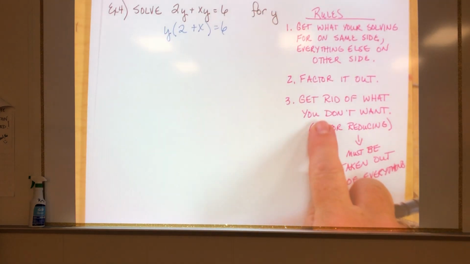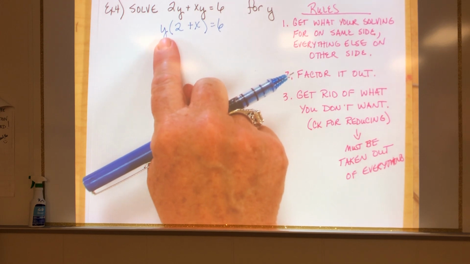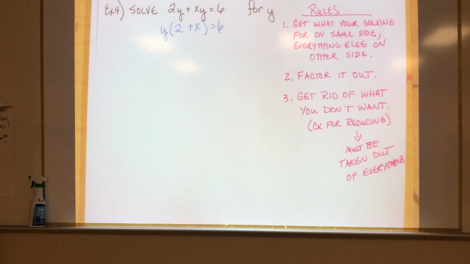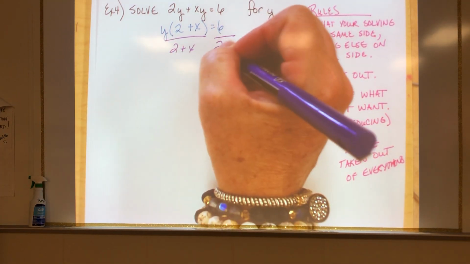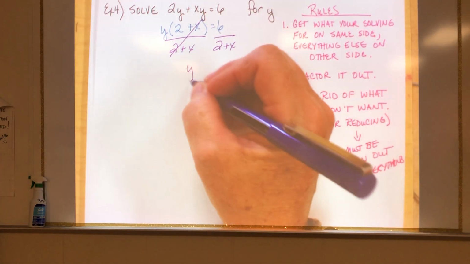Now this one says, get rid of what I don't want. Look, how many y's do I have over here? One. What do you not want over here? What do we need to get rid of? 2 plus x. So 2 plus x cancels, and there's my answer.